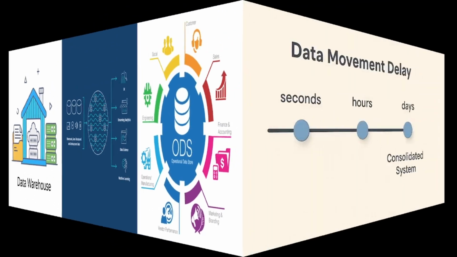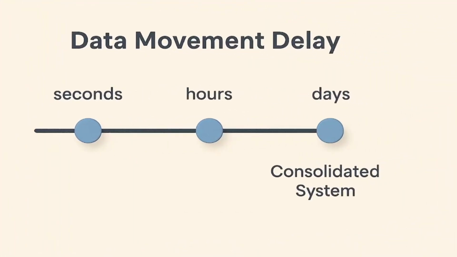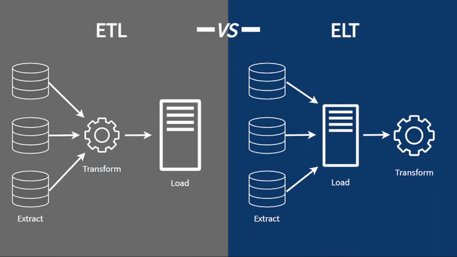The catch, unlike data federation, this method isn't real-time. There's always a delay before new data appears in the consolidated store. Depending on business needs, this delay could be seconds, hours, or even days. Common approaches. ETL, extract, transform, load. Data is extracted from sources, transformed to fit the required format, and loaded into the final database. ELT, extract, load, transform. Similar, but transformation happens after loading, making it ideal for big data processing.